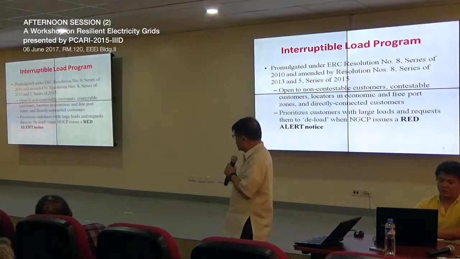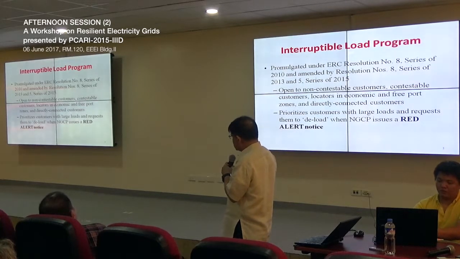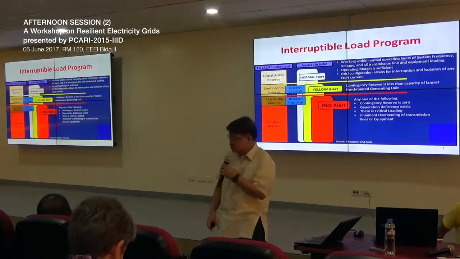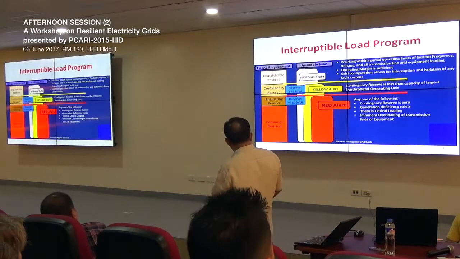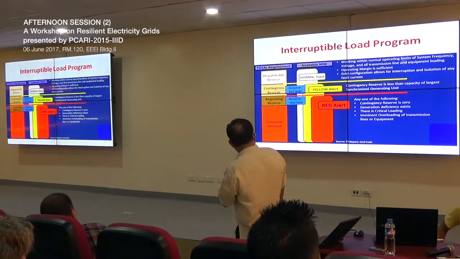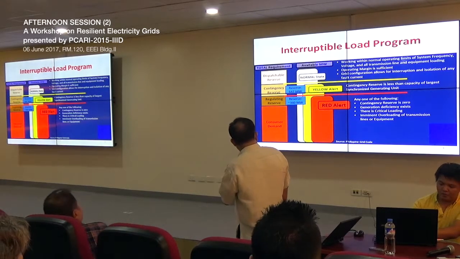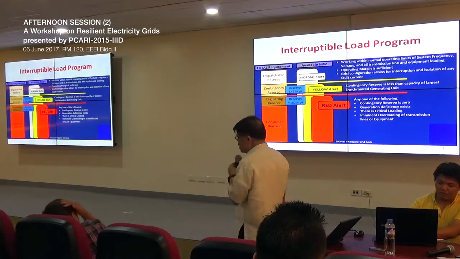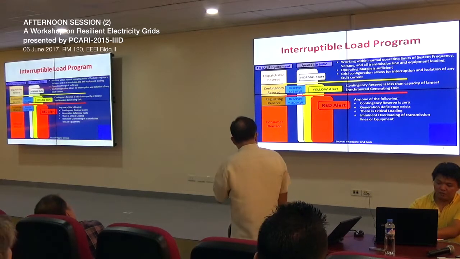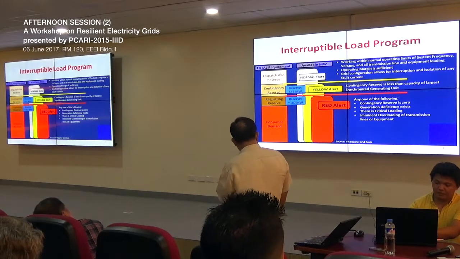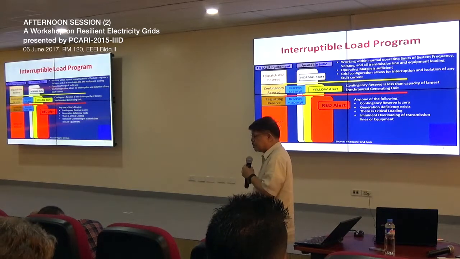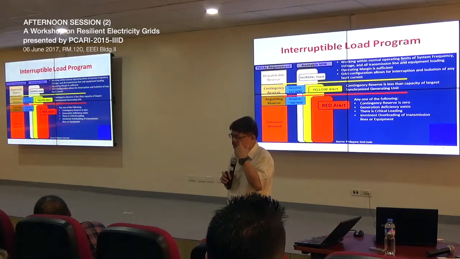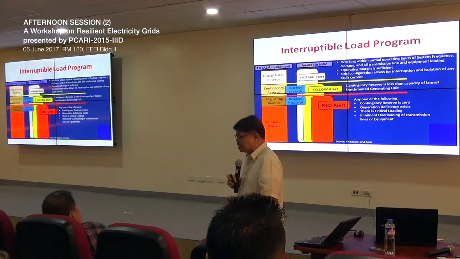Now, the main application of this program is to request large customers to deload whenever the system operator issues a red alert notice. Just a review, the red alert is due to any one of these possible conditions: a contingency reserve being zero, a generation deficiency, which is mostly the main reason, a critical loading in some of the equipment, could be transformers, transmission lines, and also imminent overloading of transmission lines, probably in the next few intervals. So whenever there's such a notice from the system operator, interruptible load can be called on to supply the necessary backup power.